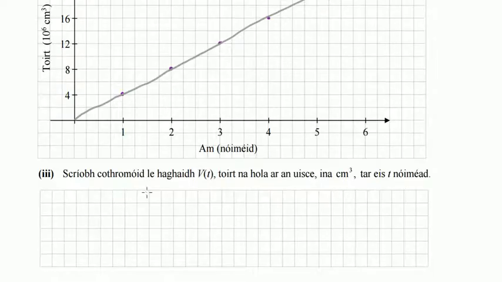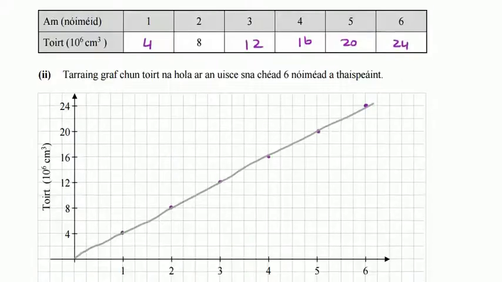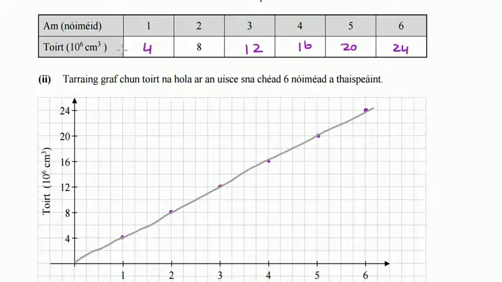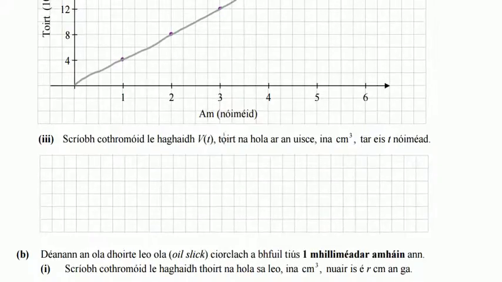On to part 3. We need to write an equation for the volume in terms of T, the volume of oil on the water in centimeters cubed after T minutes. So even if we look at what we have, in order to find the volume after T minutes, we've multiplied the minutes by the volume. So therefore, our volume in terms of T is going to be equal to 4 multiplied by 10 to the power 6 by T.